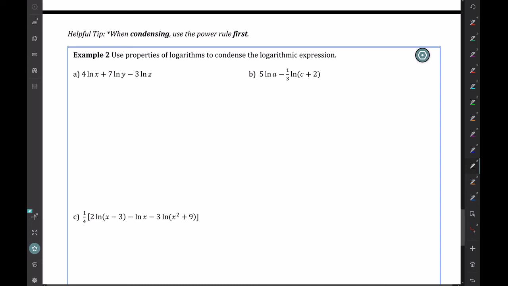and it says that when you're condensing, you should always use the power rule first. So when condensing, always take whatever's out in front of the logs and move them up. Okay, that's going to be your power rule. Do that first if you're condensing. So in power rule, we want to write this as ln of x to the 4th plus ln of y to the 7th minus ln of z cubed.